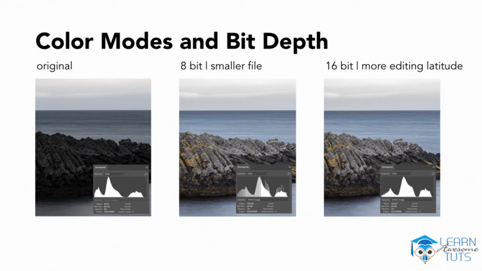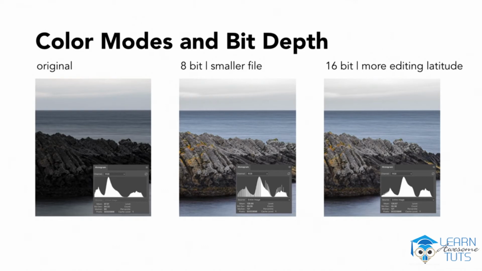But if I'm working with an 8-bit file and I need to make a big change to, for example, lighten up the image, I get these gaps in my histogram, which are areas where there's no values. Whereas if I'm working with a 16-bit image and I make that same change, I don't see those gaps in the histogram. So I have a lot more latitude when I'm making edits in 16-bit.